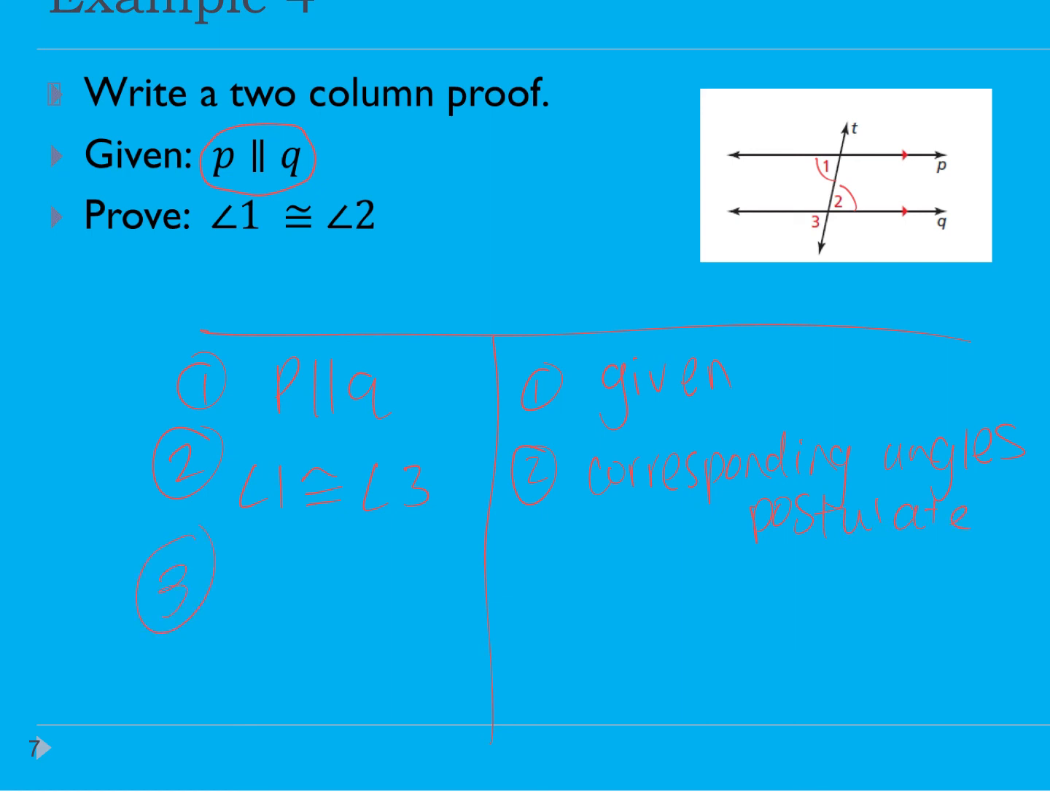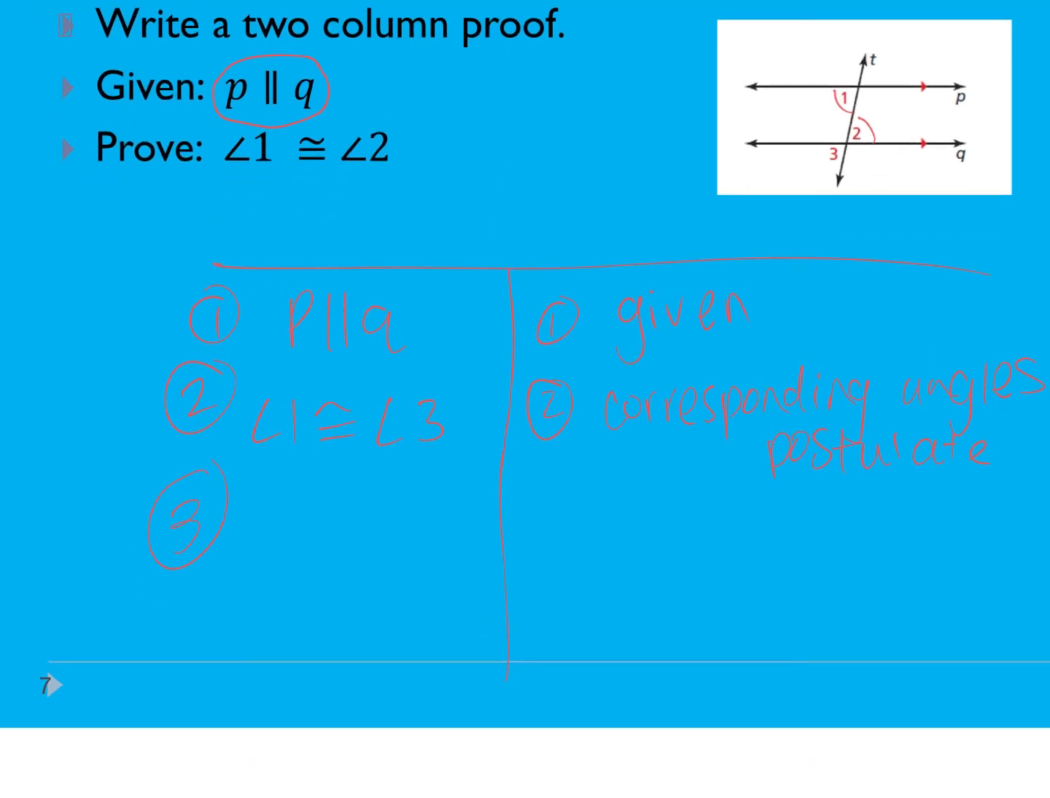Now, in step number 3, remember, we're trying to prove that angle 1 and angle 2 are congruent. Do you guys agree? But the only statement we have involves angle 1 and angle 3. Can you think of something else we can do to get angle 2 involved somehow? John? Angle 3 and angle 2 are vertical. Good. What do we know about vertical angles, guys? They're the same. So we can say angle 3 is congruent to angle 2. And that was using what definition or theorem? John said what word? Vertical. Vertical angles theorem.